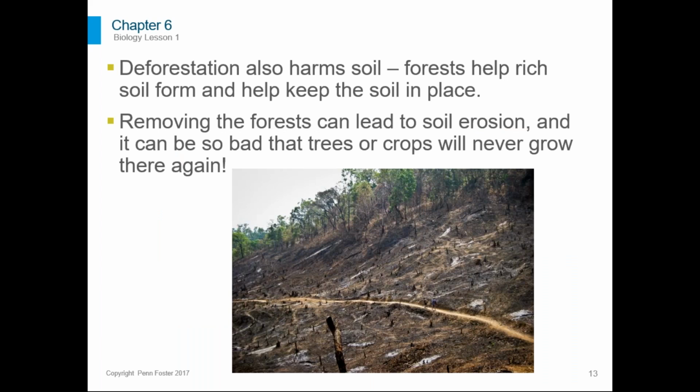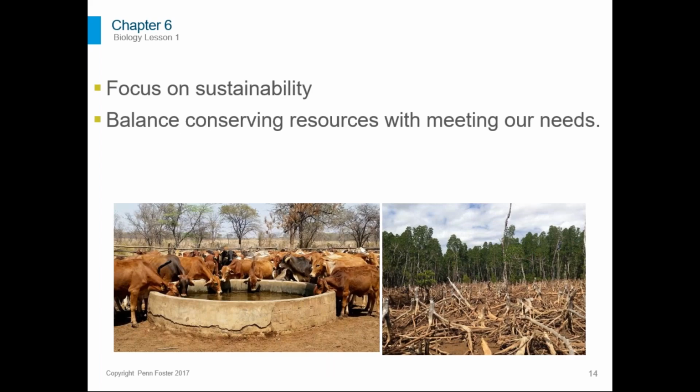Deforestation is also something that harms soil. Forests help rich soil form, and they help keep that soil in place. The roots of plants are really good at keeping soil in place. So removing the forests can lead to soil erosion, and it could be so bad that the trees or crops can never grow there again if all of the soil gets wiped away. So farming and forestry are two areas where those in the industry must really focus on sustainability and try to balance being sustainable with meeting our needs. Otherwise, the soil will not be available to meet our needs in the future.